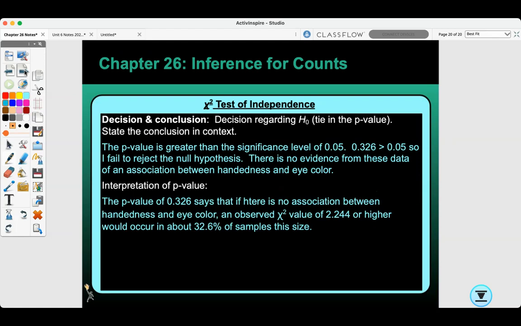So we need to have a decision and conclusion. The p-value is greater than the significance level of 0.05. 0.326 is greater than 0.05, so I fail to reject the null hypothesis. There's no evidence from these data of an association between handedness and eye color. And to interpret my p-value, a p-value of 0.326 says that if there is no association between handedness and eye color, an observed chi-squared value of 2.244 or higher will occur in about 32.6% of the samples this size.